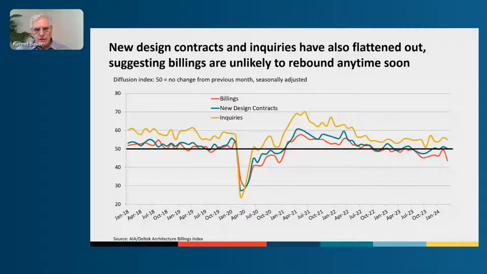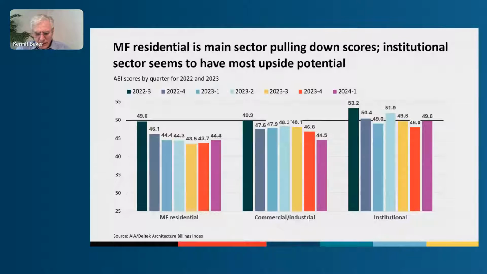And the next slide looks at our Architecture Billings Index on a quarterly basis for the various specialties that we track with our monthly survey. The first one, multifamily residential, as well as commercial industrial, both reporting fairly weak conditions recently. While firms that concentrate in the institutional market are basically holding their own. You see those numbers just hover very, very much around 50.